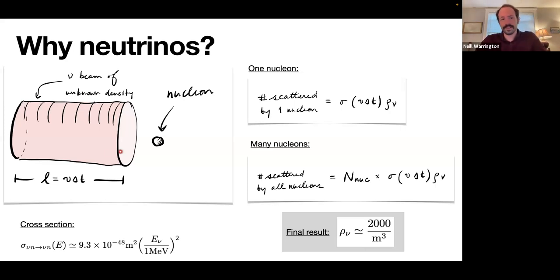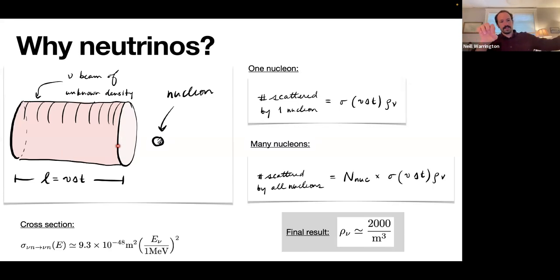Well, it's actually not so hard to figure out. Kamiokande is a giant water detector. In the spherical cow approximation, Kamiokande is a giant box full of many, many nucleons. It's about 3,000 metric tons of water. You can convert that into a certain number of nucleons, and we can deduce how many neutrinos pass through by first looking at how many neutrinos one nucleon can scatter. Simple. The number of neutrinos that one nucleon scatters is basically the volume that the nucleon sweeps out as the neutrino beam passes through it times the density of neutrinos.